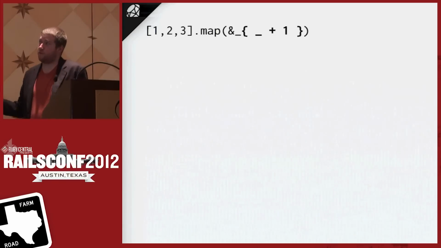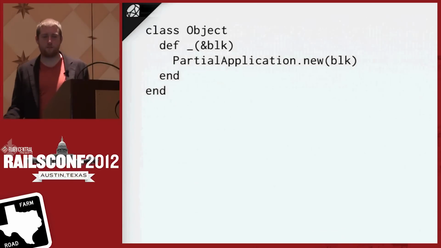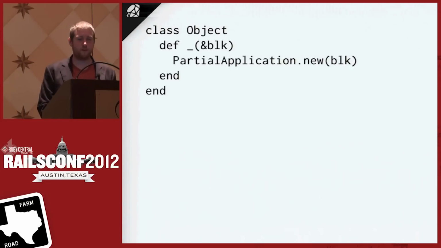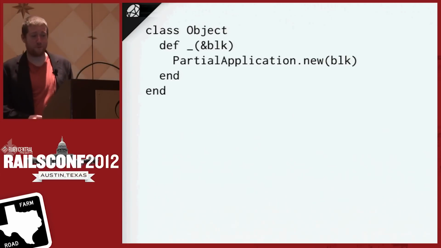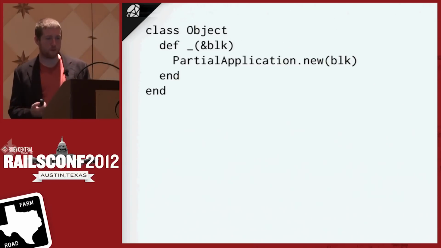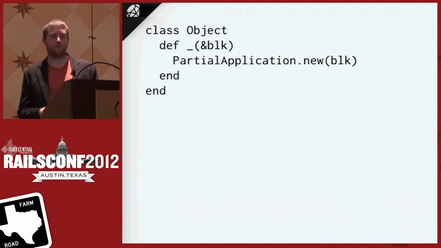So what's the first underscore method that I talked about? It's simply a method defined on object that returns a new partial application. Like I said before, I think sticking methods into base classes is probably a worst practice, and this is bad code, but it's interesting. So what is this partial application that we're building here?